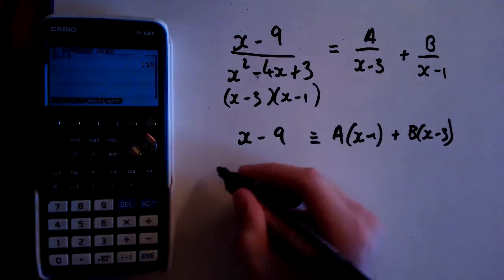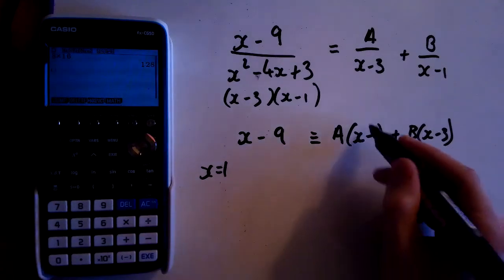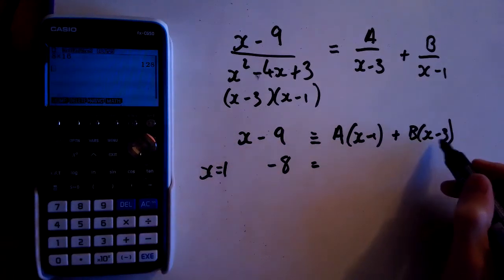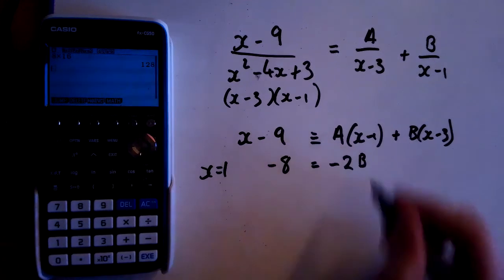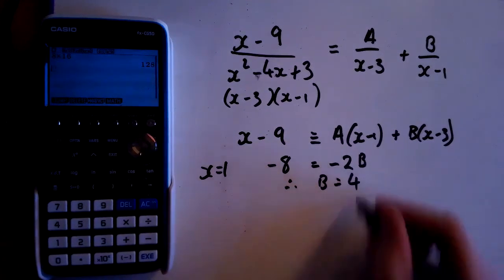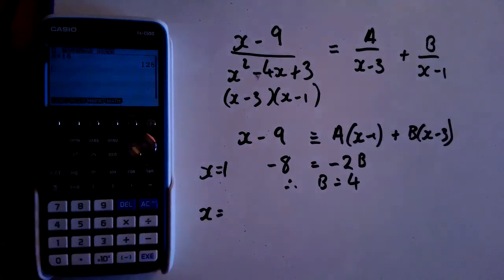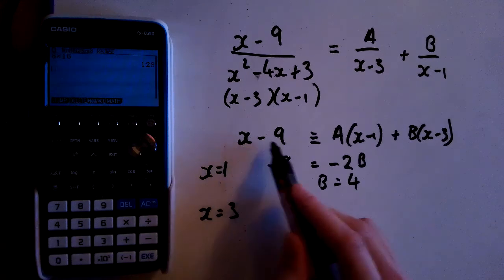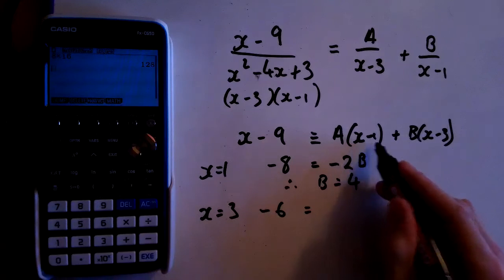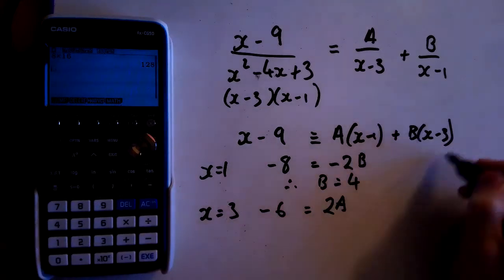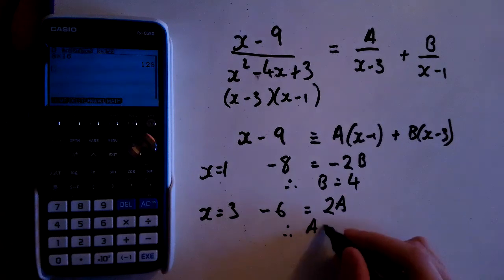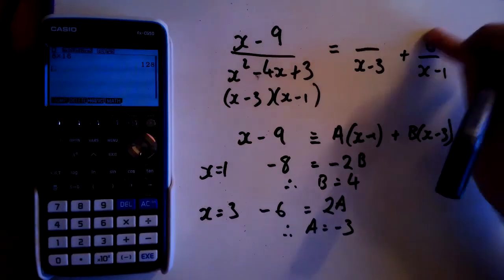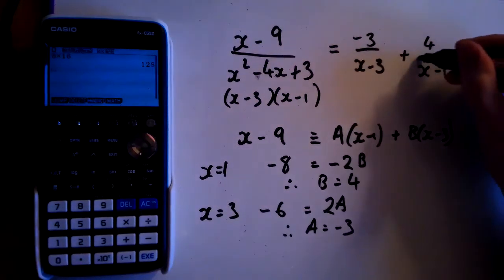Pick your magic numbers for x. So I'm going to pick x as 1 to make this 0. So get 1 take away 9, so that's minus 8. That becomes 0. 1 minus 3 is minus 2, so minus 2b. Therefore, b is 4. Pick a magic number for x for this one. So x is 3. 3 into here, 3 take away 9 is minus 6. 3 into here gives me 2, 2a, and 3 into there gives me 0. Therefore, a is minus 3. So then sub a and b back into here. So minus 3 plus 4.